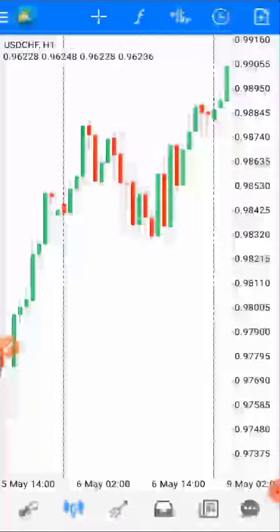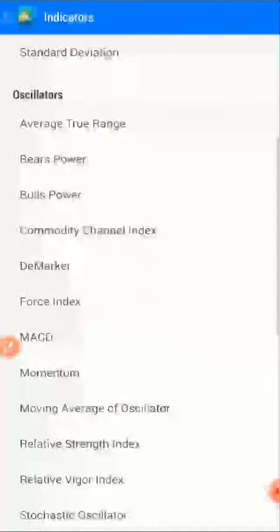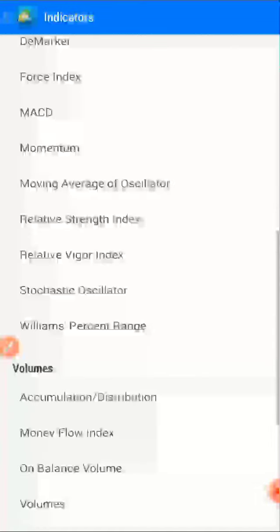Now let us add indicators, addition of indicators. Let us look for that moving average again. Moving average.